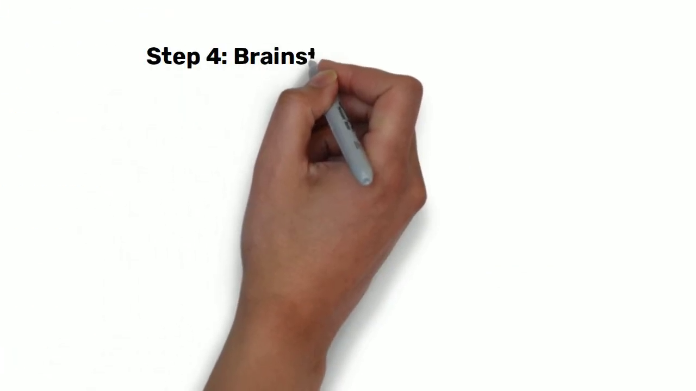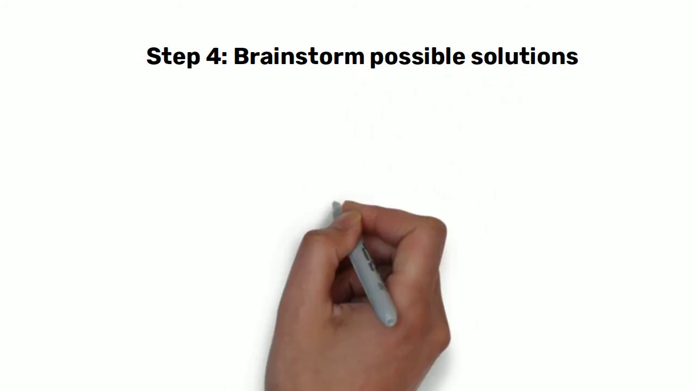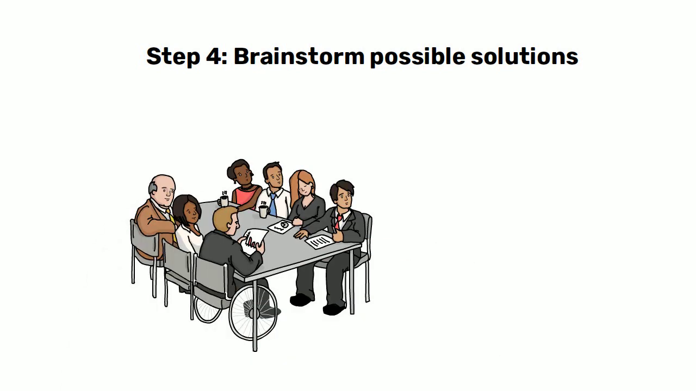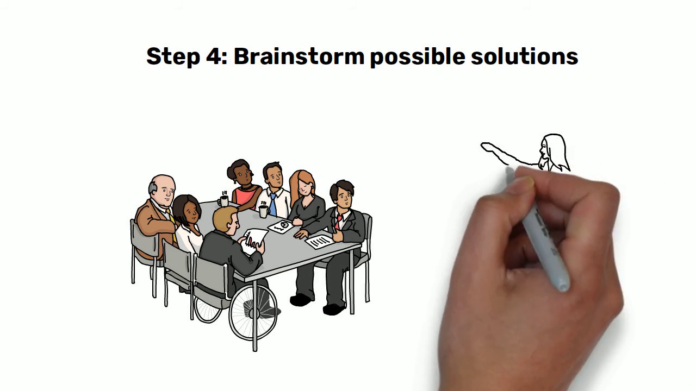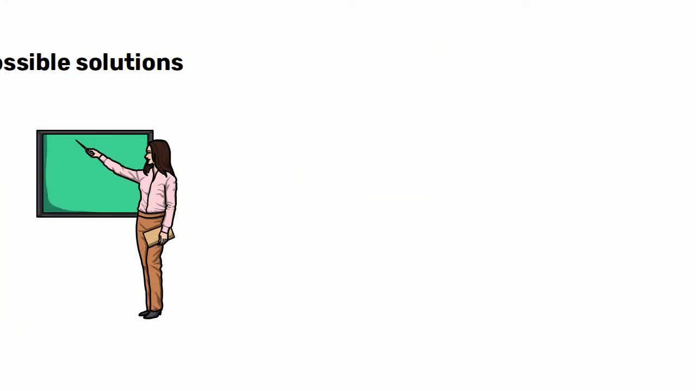Step 4. Brainstorm possible solutions. Once everyone has had a chance to express themselves, it's time to analyze what has been said. Summarize everyone's point of view and then brainstorm possible solutions together. Again, at this point, encourage everyone to be creative and come up with ideas that would be a win-win for everyone. Put all options on the table.